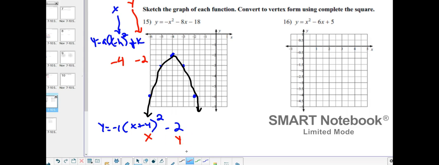All right, that's enough for that one. I'm going to go ahead and show you number 16, because that one we can do a little easier using completing the square. So let's give that one a try. I have this equation, y equals x squared minus 6x plus 5. Let's write that over here. I'm going to encroach a little bit on this one.